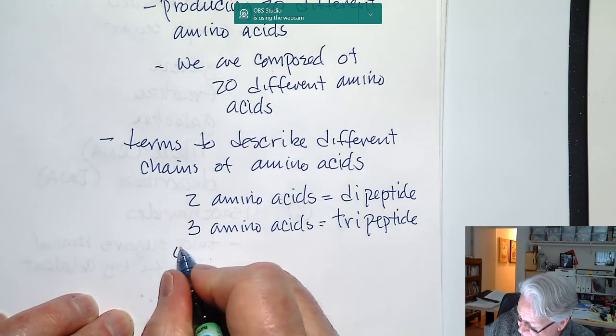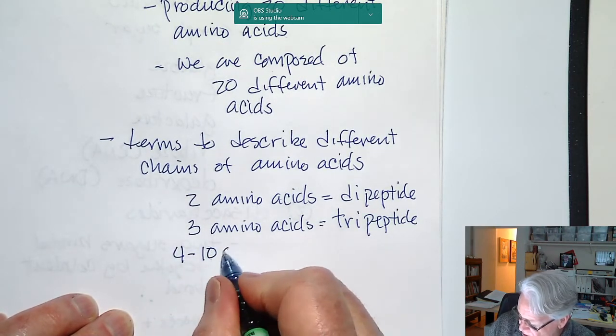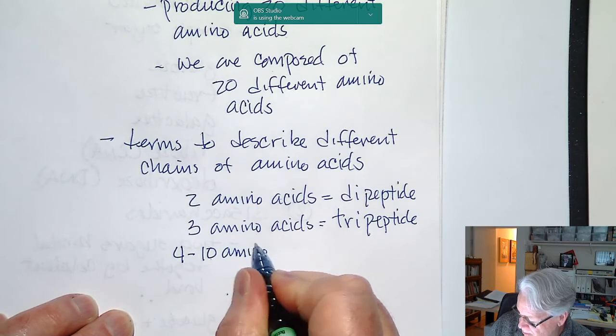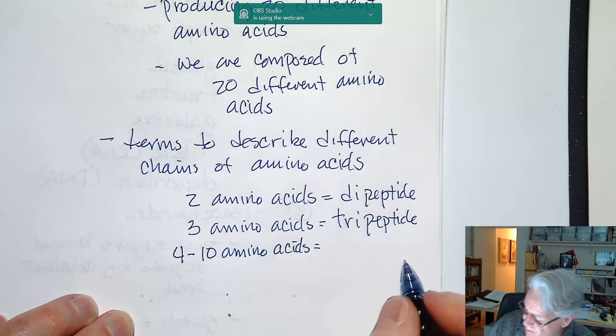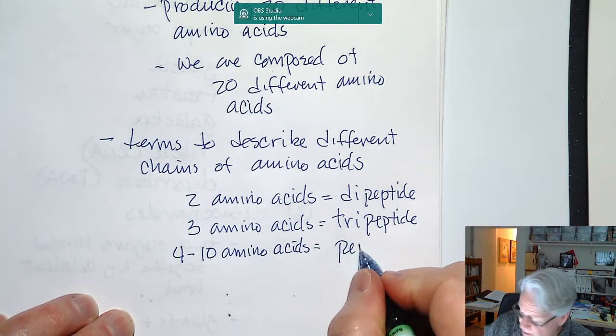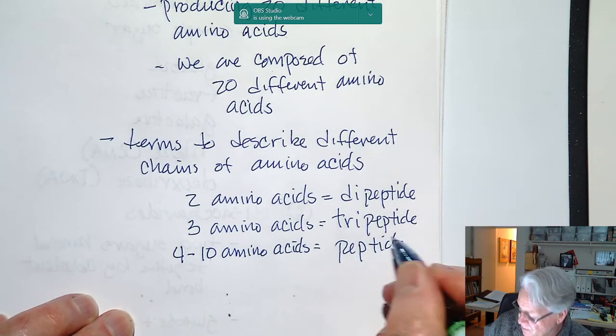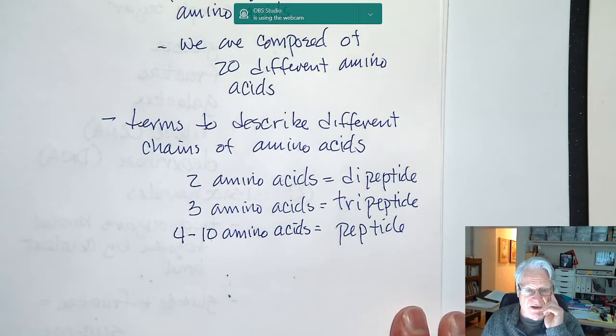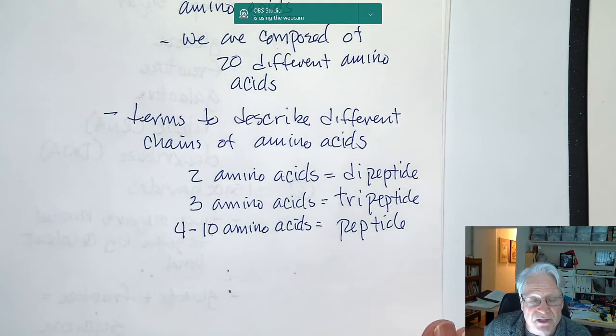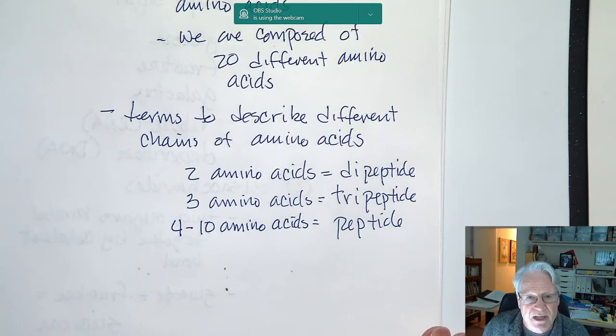If I have 4 to 10 amino acids, then what I'm talking about is a peptide. And to me, this is a very unfortunate term to use. It can be very confusing, a peptide. I wish they had changed it to something else, but there you have it. We have to go with it.